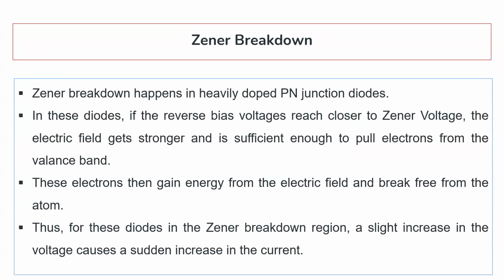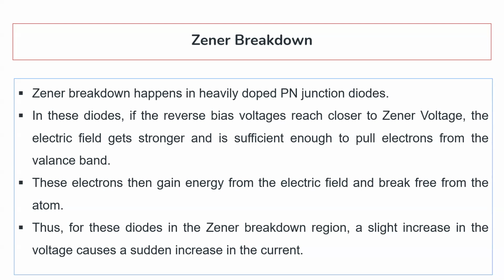Zener breakdown happens in a heavily doped PN junction diode. The width of the depletion region becomes very small. As a result, a small voltage of around 5 volts can produce a high electric field intensity within this narrow depletion region. Under the influence of this strong electric field, electrons are pulled from the valence band. These electrons gain energy from the electric field and break free from the atom. The new electron-hole pairs thus created increase the reverse saturation current. A slight increase in voltage causes a sudden increase in current.